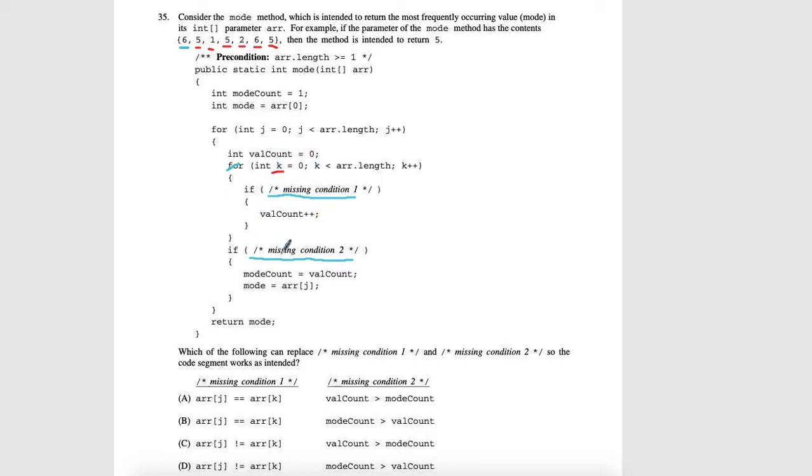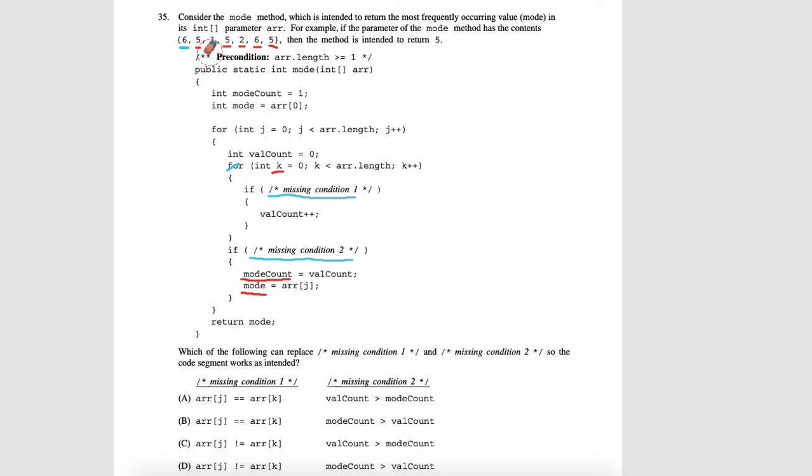Then the whole point of this if statement here is that mode is intended to return the mode. Mode count keeps track of how many times the mode has occurred. So when val count gets to being a number which is larger than mode count, then mode count will be replaced by the value of val count, and the mode will be replaced by the new mode, which is the number in index position j.